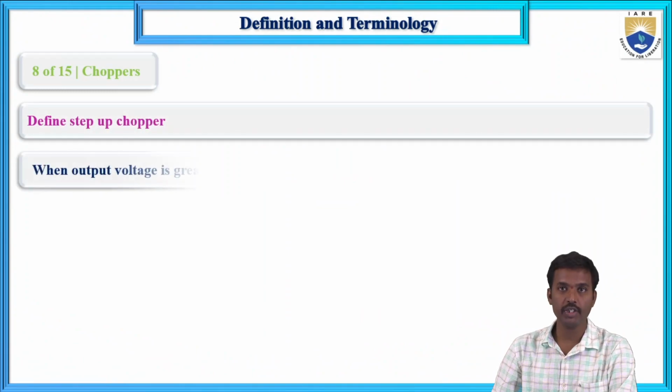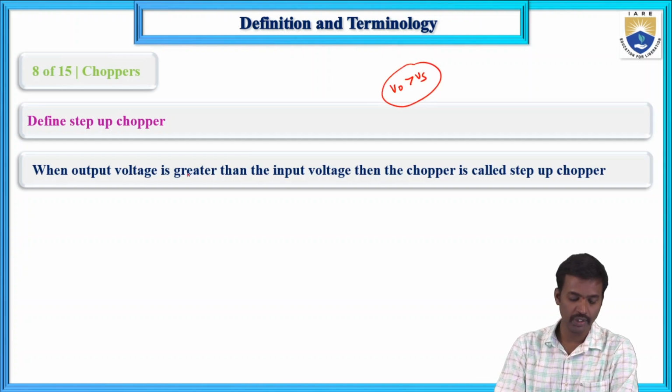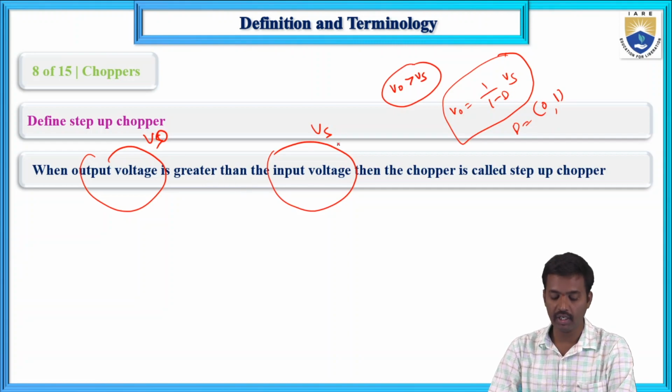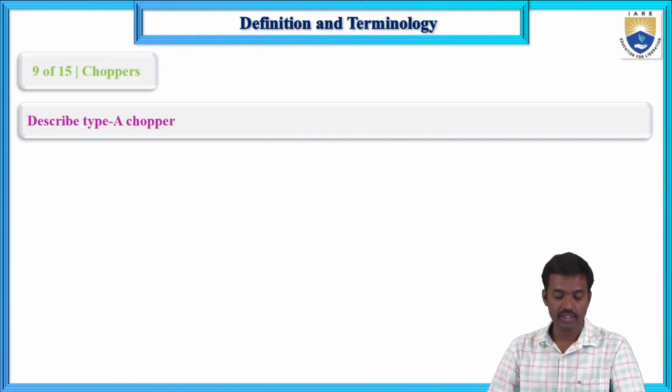Now, step up chopper means the output voltage is greater than the input voltage. Here V naught equals 1 by 1 minus D into Vs. This is the formula, where D changes from 0 to 1. When the output voltage is greater than the input voltage, that converter is known as the step up chopper or boost converter.